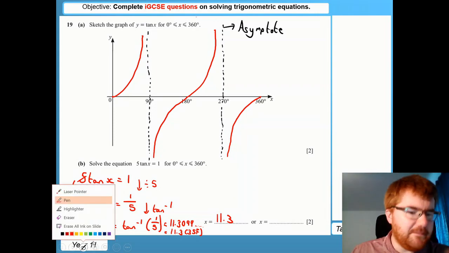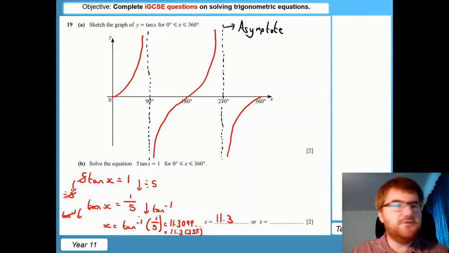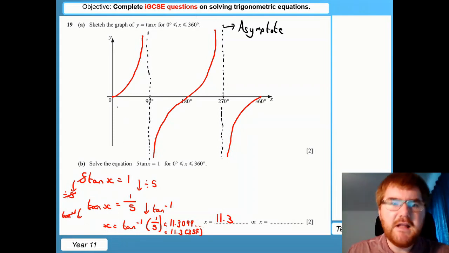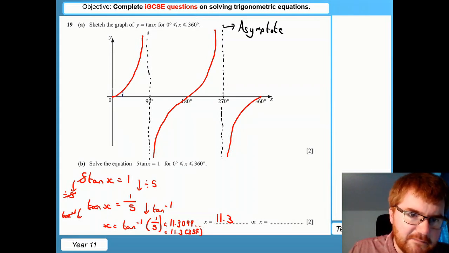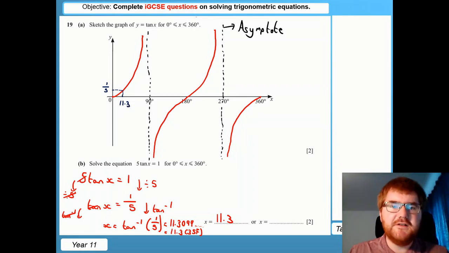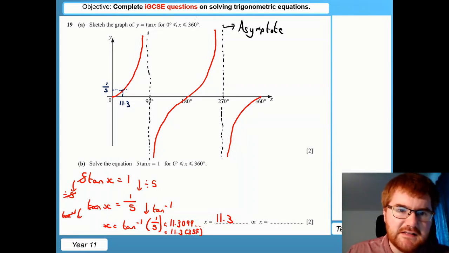There is a kind of lazy approach you can also use for tan, but just to show you this process again and again. So if we actually go to 11.3 and read that off, let's go roughly here. It doesn't have to be exactly accurate. Okay, this is going to be our 1/5, and this was at 11.3. And we want to find the other solution. So we carry on this line across until we hit it again.